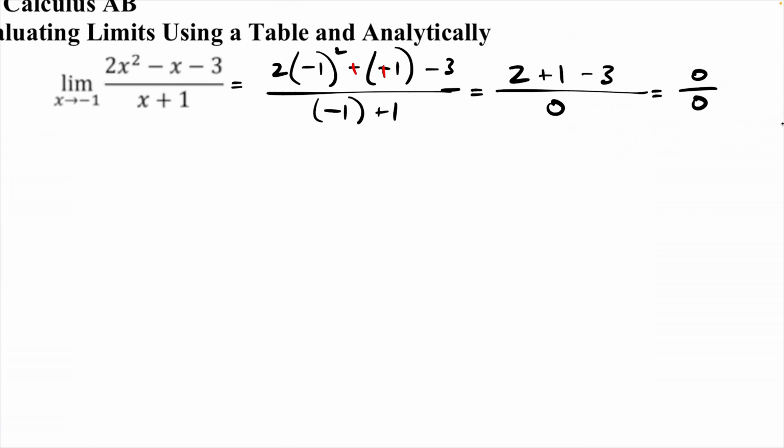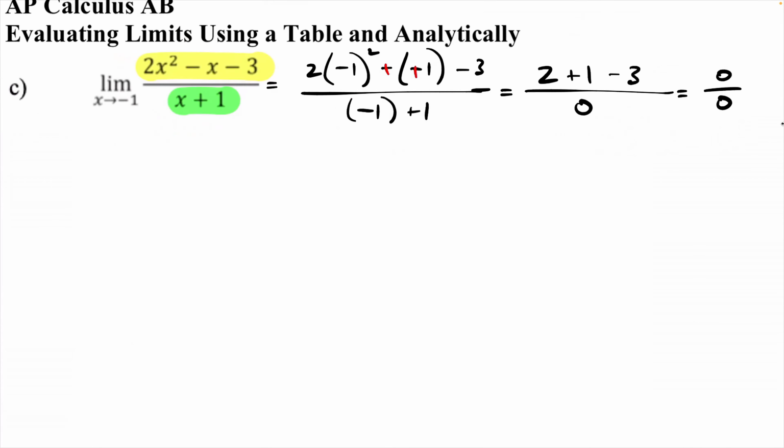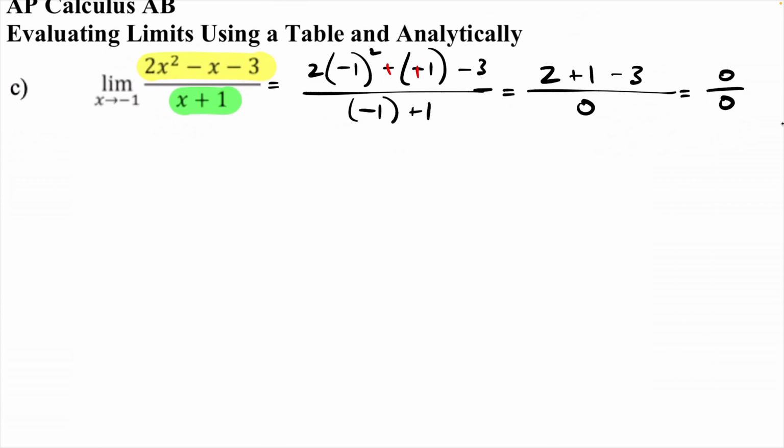So 0 over 0 is not the end of the world, it just means keep going. It means we're not done. All right, so what are our other steps? We have factor, common denominator, multiply by conjugate. This one, I'm going to use factoring. Why am I going to use factoring? Because the top is a trinomial. I think I can factor those. It's actually a quadratic. So I'm going to try to factor the top and factor the bottom and see what happens. The top is a trinomial.